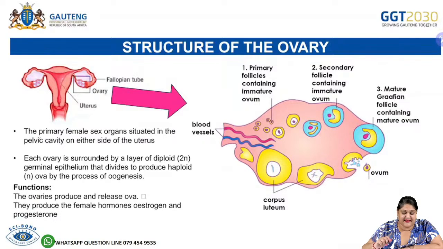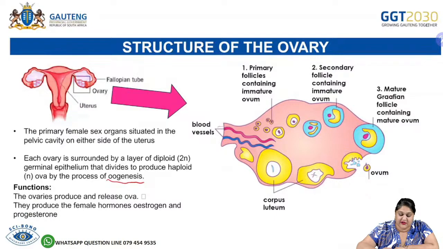And each ovary is surrounded by a layer of germinal epithelium, which is diploid. That divides to produce the haploid ova by the process of oogenesis. Okay, oogenesis, we're going to look at it now. And what is the function of the ovary? They produce and release the ova, and they produce the female hormones estrogen and progesterone, which we just spoke about.